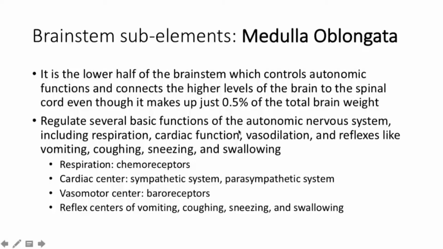The first important sub-element of the brainstem is the medulla oblongata. It is the lower half of the brainstem which controls the autonomic functions and connects the higher levels of the brain to the spinal cord. Even though it makes up just 0.5% of the total brain weight, it has a very, very important role. So it regulates some of the very basic functions that are needed to live, the autonomic nervous system, which includes respiration, cardiac function, vasodilation, and all natural reflexes like vomiting, coughing, sneezing, and swallowing.